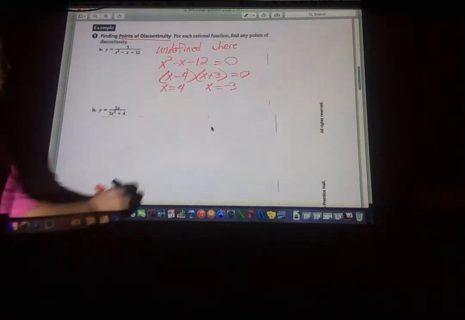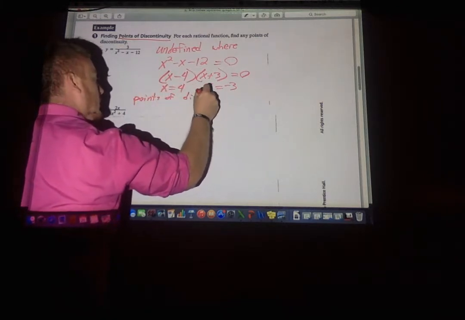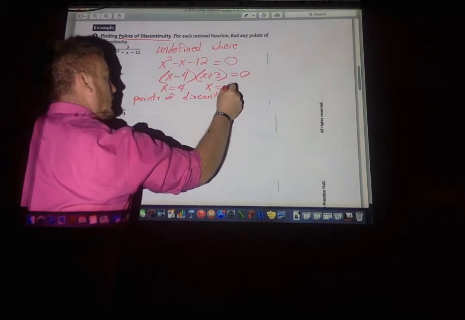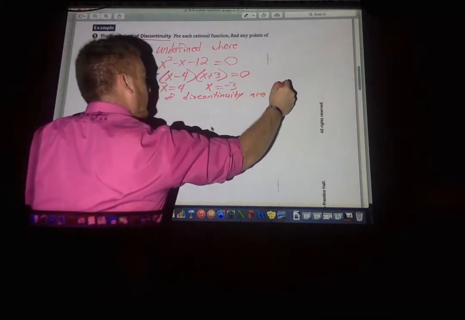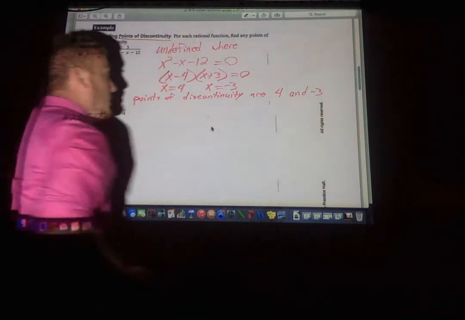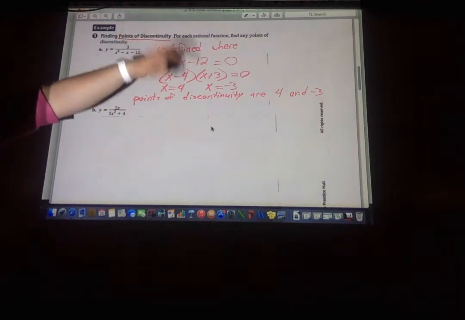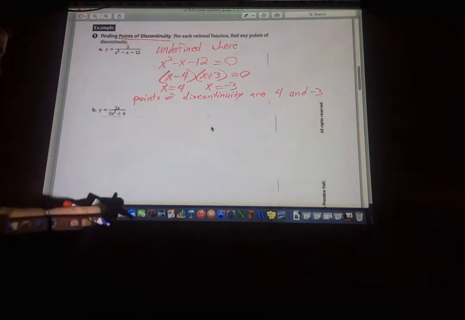All right? So my points of discontinuity are 4 and negative 3. Not sure exactly what's going to happen there because I'm not doing the full analyzing for this. It's just asking to find the points. So let's go down to the next one.